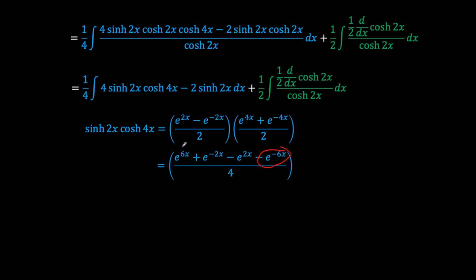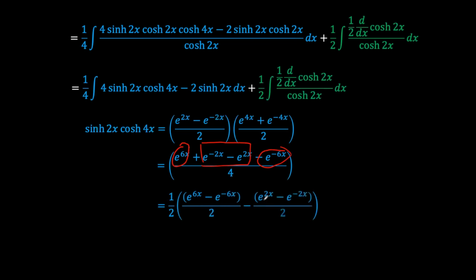So we can bunch that, and then that can also be separated out. And so we have a half times (e to the power 6x minus e to the power negative 6x) divided by 2, minus, in brackets, (e to the power 2x minus e to the power negative 2x) over 2. So we see here we have a half times sinh 6x minus sinh 2x.